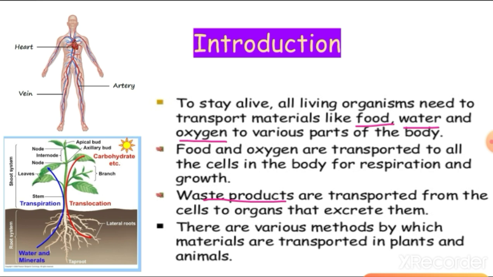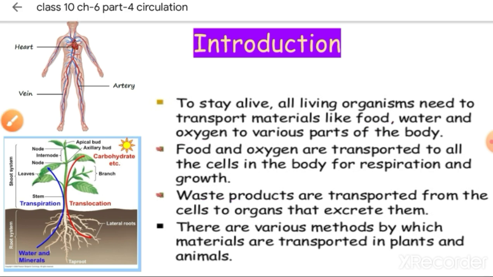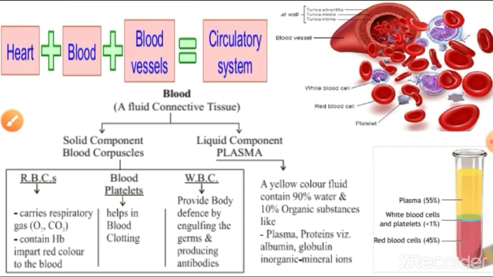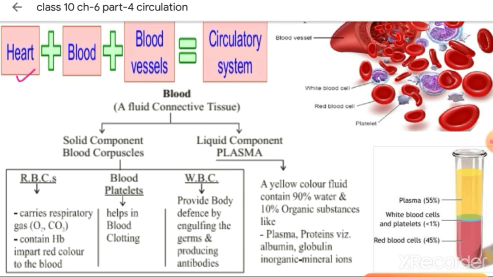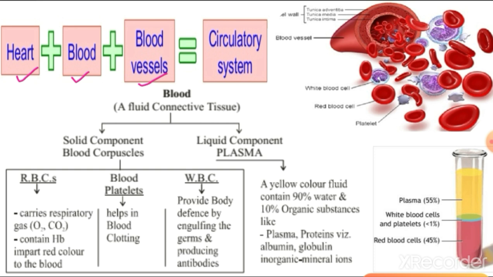So we have a special mechanism that is called the circulatory system. Our circulatory system consists of heart, blood and blood vessels. All these three components together make up the circulatory system. So let's take them one by one.